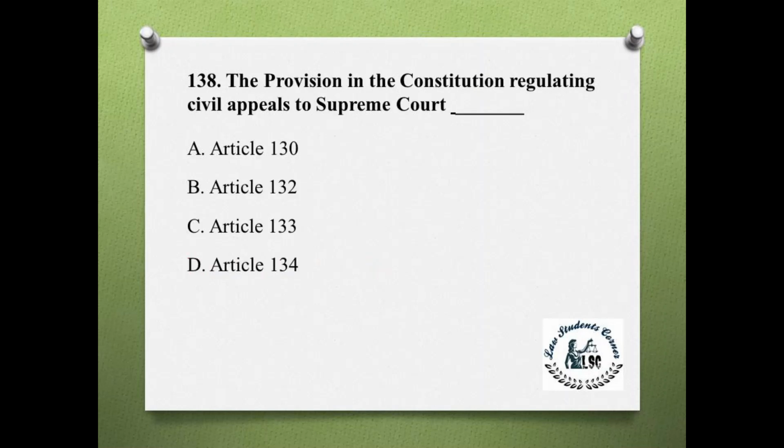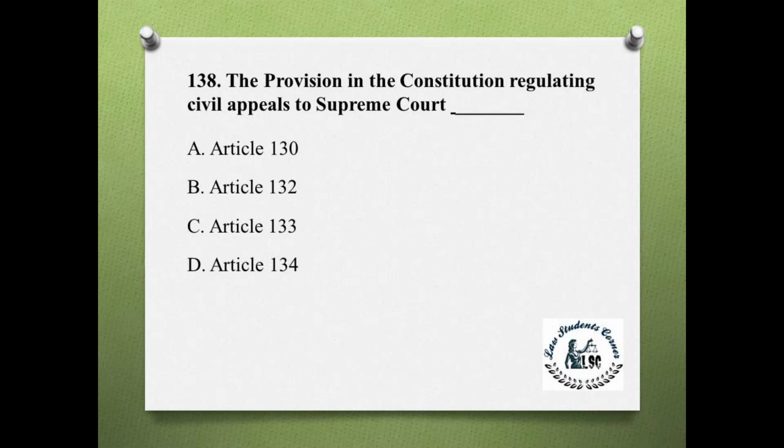Question number 138. The provision in the Constitution regulating civil appeals to the Supreme Court is dash. Option A, Article 130. Option B, Article 132. Option C, Article 133. Option D, Article 134.